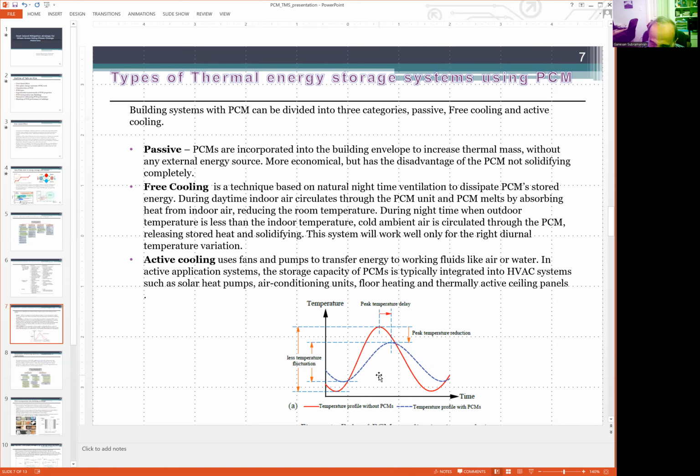For example, in the passive case, here we compare the temperature profile without PCM, that's the red curve, and the temperature profile with PCM, which is the blue curve. And the important thing to notice is the less temperature fluctuation for the PCM case, and the peak is also reduced. And this is how basically the energy load is optimized to be less overall.